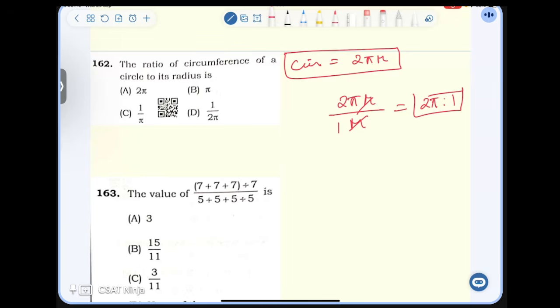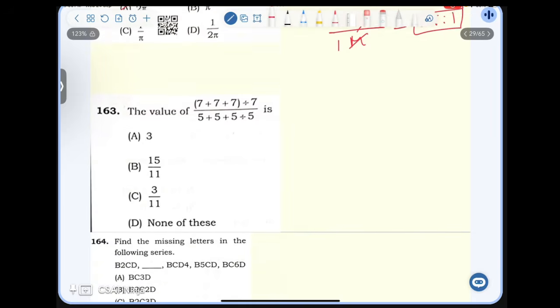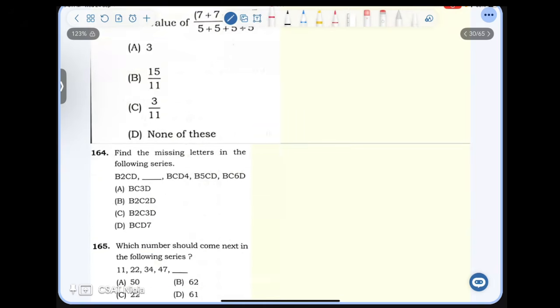The ratio of the circumference of the circle to its radius. Yeah, it's only 2 pi this one. 2 pi is to 1. So which is that? Next is, what's the simplification? I'll leave it for you.